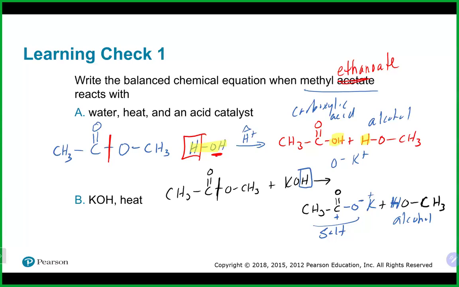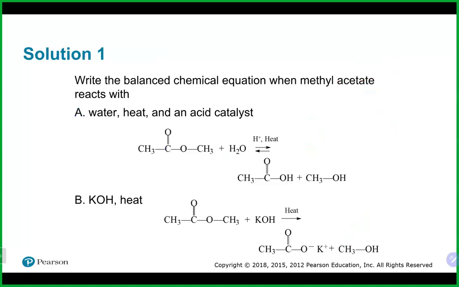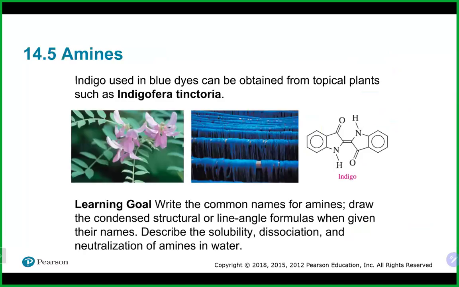All right, so you do obviously need to know these 2 reactions of an ester, one basically the reverse and the other almost the reverse, halfway there. So that's what we end up with there. All right, moving on to the final 2 organic groups.